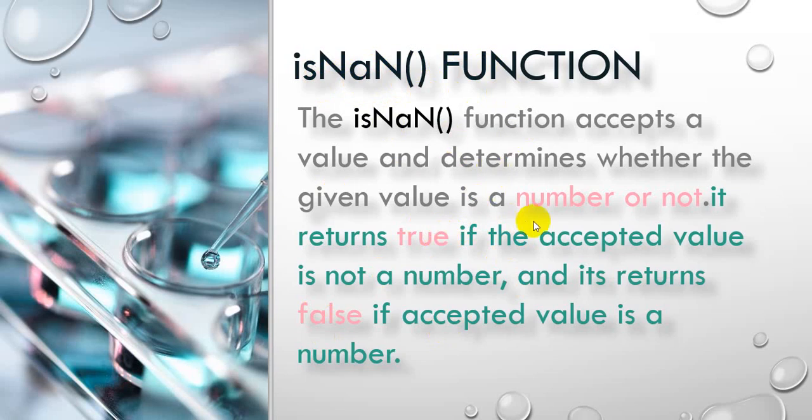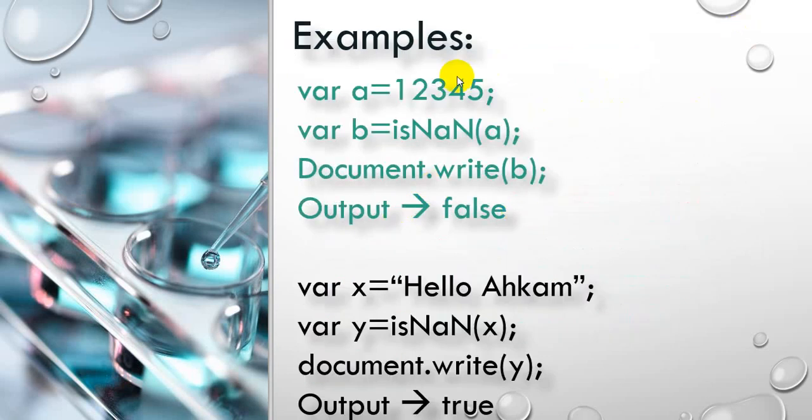I think now you are very clear that this function will validate some value and give the result in the form of true and false. Then we will see one more important example, in which you have declared a variable, var a, in which you have stored a number, 12345. How do I know whether it's a number or a string? If it is quoted, like "hello Ahkam" between double quotes, it is a string, a collection of characters. But if it is not quoted and is simply a number, we can say it's a number.